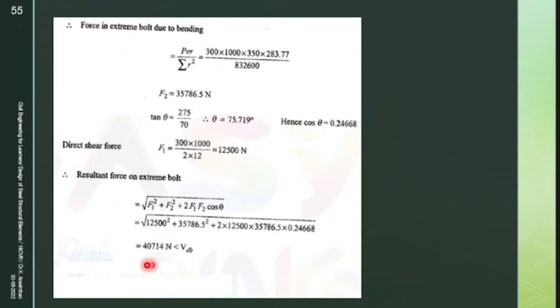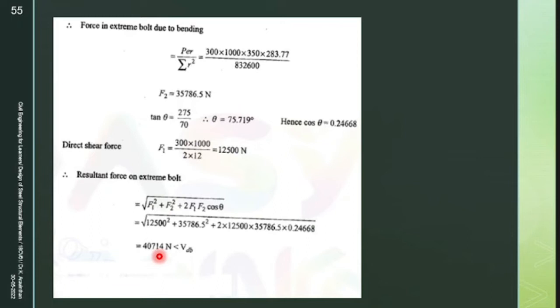Here, if the value is, say for example, 49 or 50,000, what you have to do now? Redesign, in the sense what you will do? Either you change the pitch distance or the number of bolts. You will increase the number of bolts. So for that, you have to reduce the pitch distance.